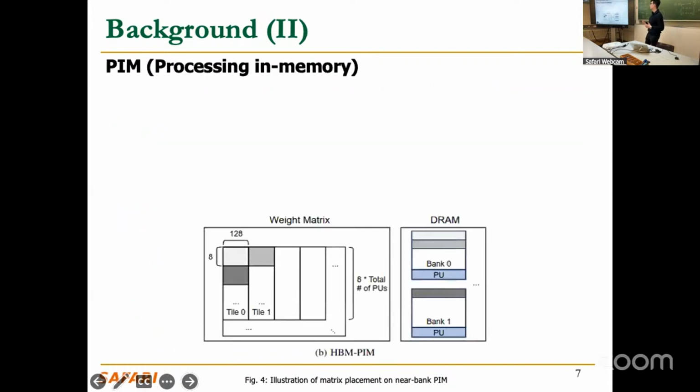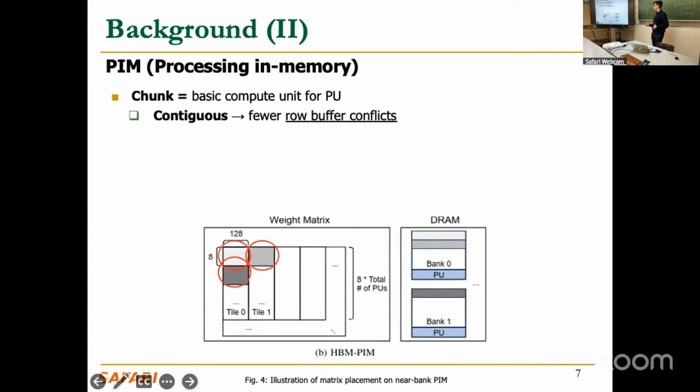The other part of the background is some PIM terminology that is relevant in order to understand the paper. First of all, a chunk represents the basic compute unit for the processing units, and we aim to have the elements within a chunk be contiguous in order to minimize the row buffer. The figure here shows 3 chunks: the white, gray, and black one. Each such chunk is 128 bits.